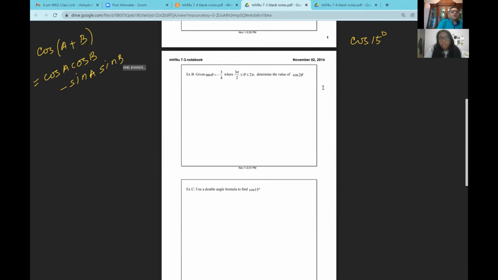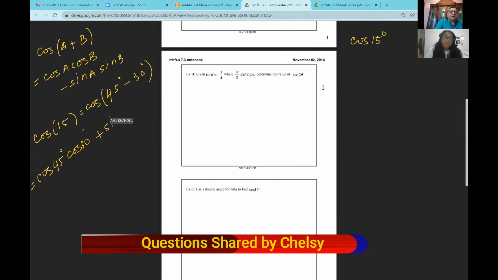Now we are given cos of 15 degrees. How could I write 15? I could write 15 as a combination of 45 and 30, correct? 45 minus 30 degrees. So that becomes cos of 15 degrees, correct? So I can now expand, and this is equal to cos A cos B plus sin A sin B, right?